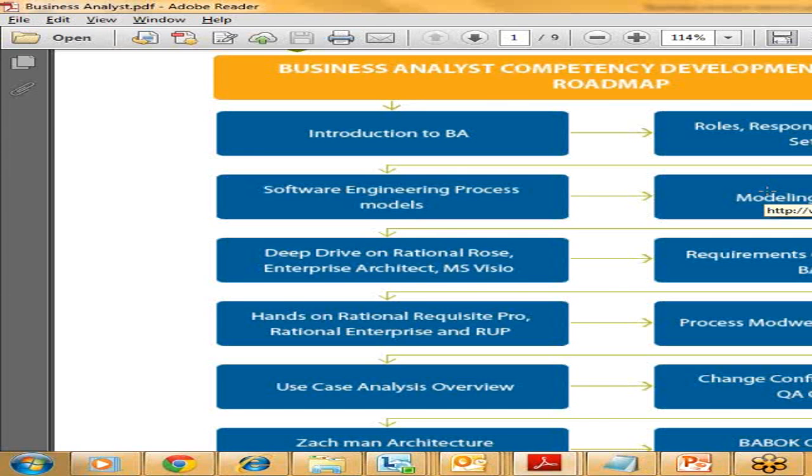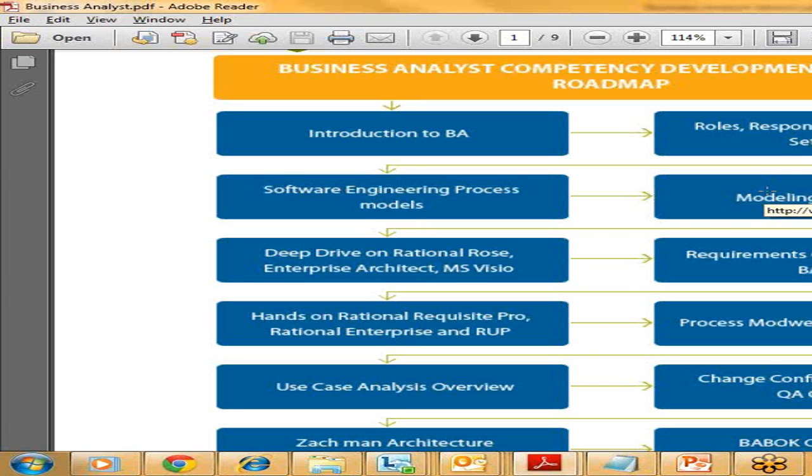Next we will go through the methodologies that we currently use in organizations, right? In a project, for each and every methodology, what are the benefits of each methodology, and what are the roles of a BA in each project phase, we will see.